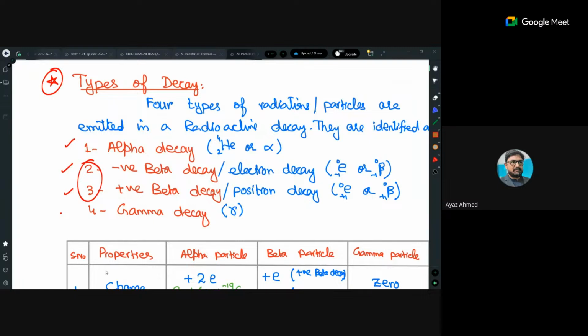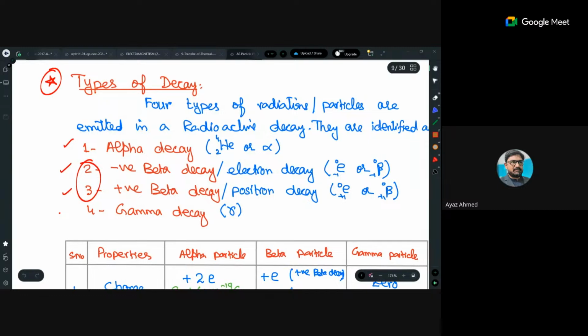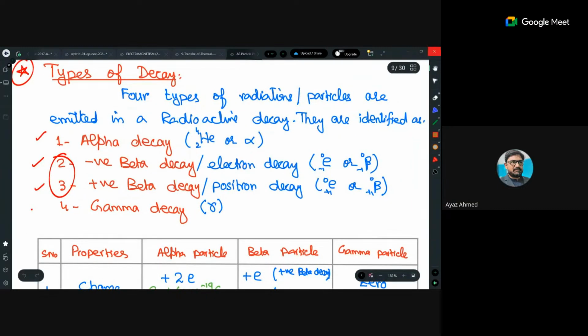In that one, when we are at the types of decays, meaning when the radiations are emitting out, there are three types of decays actually. One is alpha decay, one is beta decay, and one is gamma decay. But beta decays are of two types: positive beta decay and negative beta decay, right? Alpha decay is that one in which alpha particles are emitted out. Got it? What happens when alpha particles are emitted out?